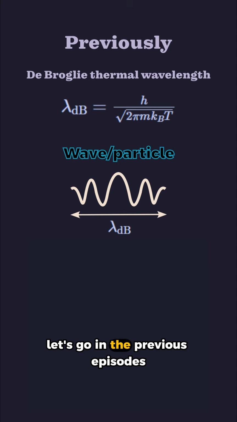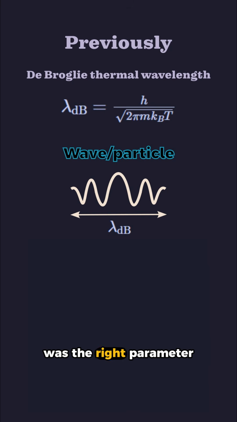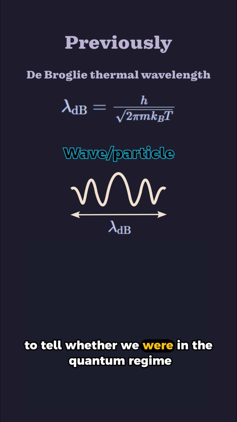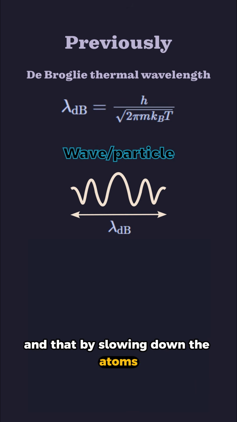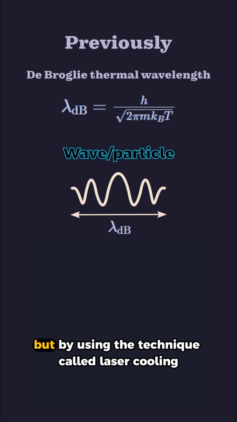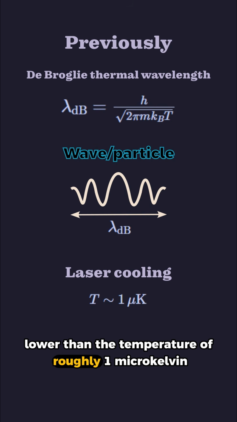In the previous episodes, we learned that the de Broglie wavelength was the right parameter to tell whether we were in the quantum regime or in the classical regime, and that by slowing down the atoms, we could go from one to the other. But by using the technique called laser cooling, we were capped and we could not cool the atoms lower than a temperature of roughly 1 microkelvin.